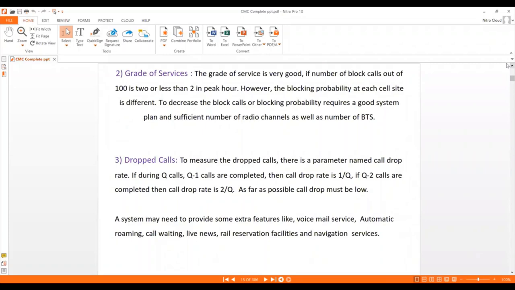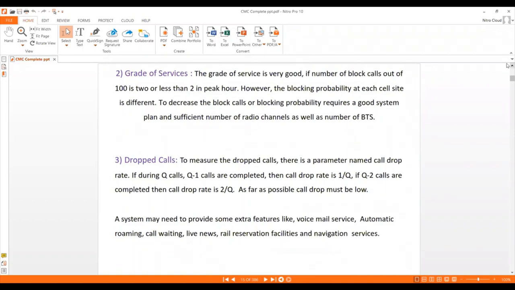Now, to make this service quality good, a system may need to provide some extra features. What are they? Voicemail service and automatic roaming. If I am moving from one state to another, automatic roaming must be provided by the provider. Once again, call waiting. These days call waiting is very useful and most used. In the earlier days, at the beginning of modern mobile communications, call waiting was very rare and not known to many people. Nowadays all mobiles come with an automatic call waiting facility, unless the user wants to change it. Earlier, the user had to opt for call waiting, and there used to be charges for it in the previous days.